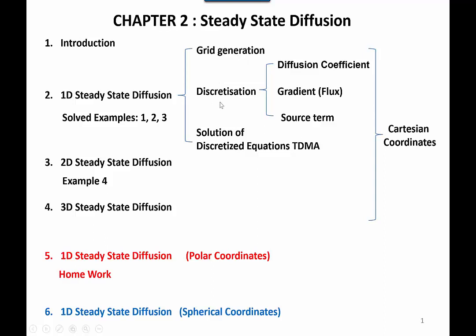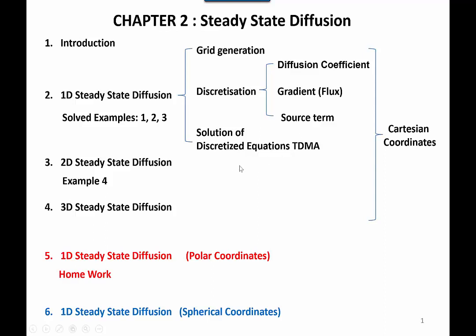and then we will study the discretization method, which includes the diffusion coefficient and the gradient flux, and also the source term and how to deal with such parameters. Then we will study the solution of discretized equations, which is TDMA. At this point, we will end lecture 1 of this chapter.